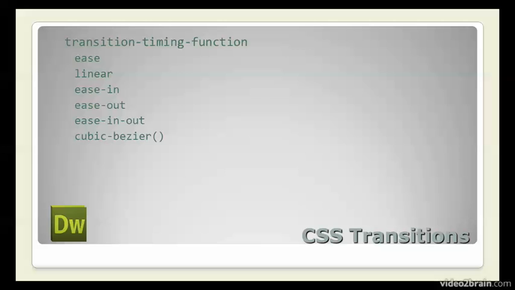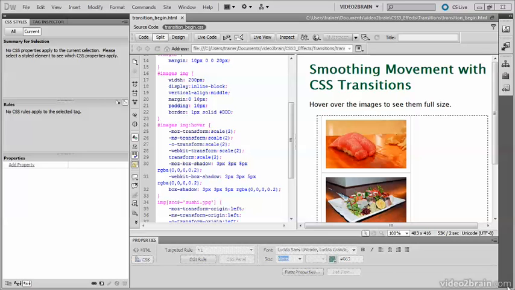Cubic Bezier takes 4 comma-separated numbers specifying the points of the Bezier curve used to calculate the easing. Unless you're a mathematical whiz kid who knows how to specify the points of a Bezier curve, you'll probably never use this final option. Right, let's put CSS transitions into action.